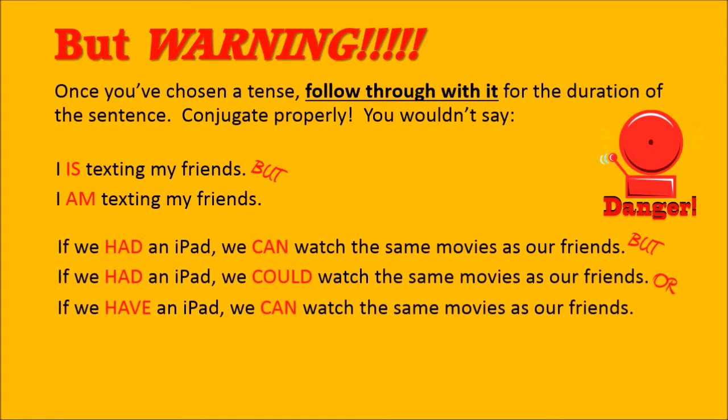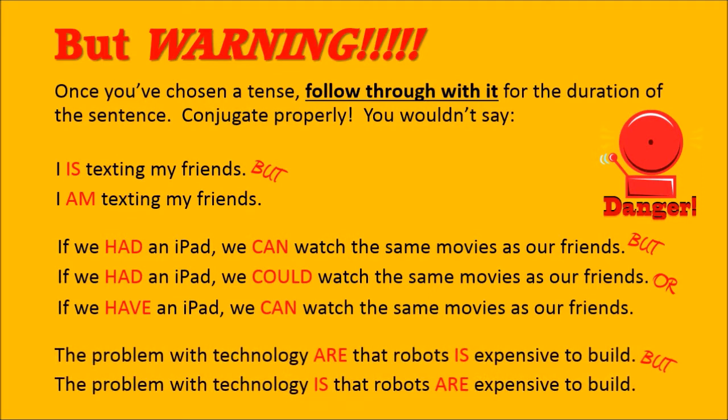If we had an iPad, we can watch the same movies as our friends, but if we had an iPad, we could watch the same movies as our friends. Or if we have an iPad, we can watch the same movies as our friends. The problem with technology are that robots is expensive to build, but the problem with technology is that robots are expensive to build.